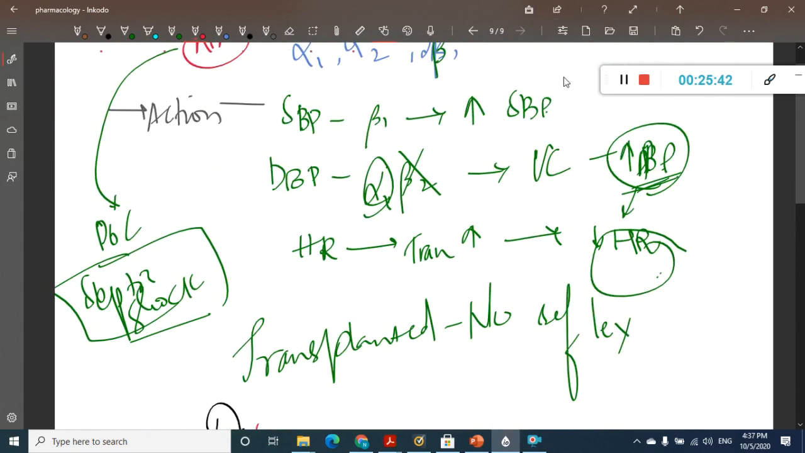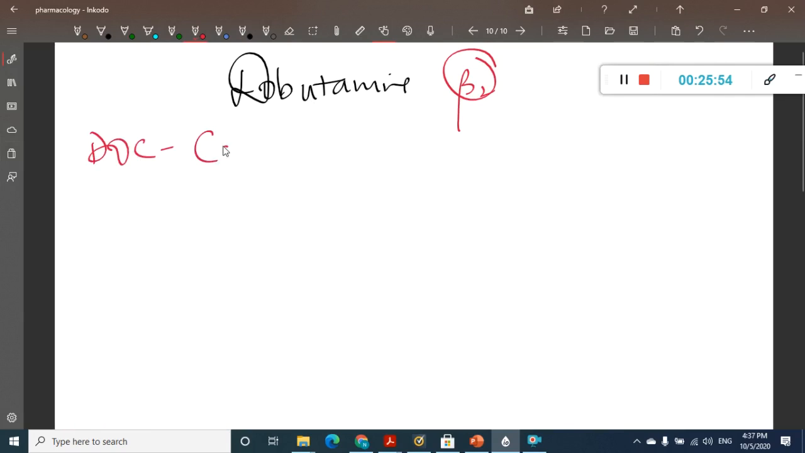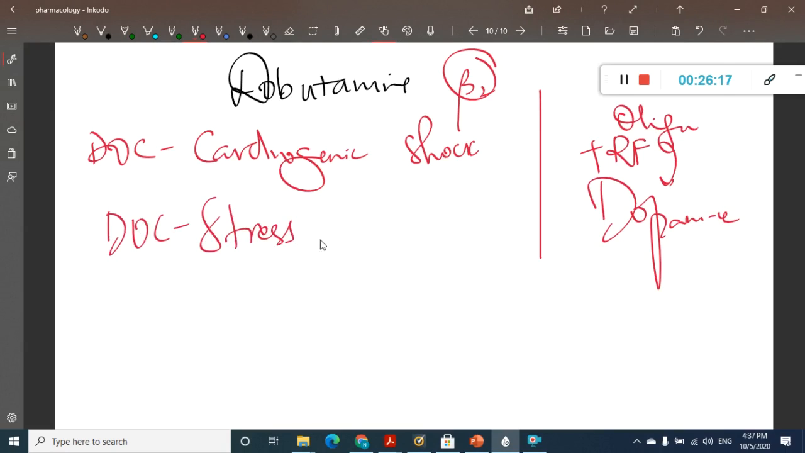Then the next drug which you have to learn here is dobutamine. See, this dobutamine has predominant action on beta 1 receptors. Okay, so what is it used for? It is the drug of choice in cardiogenic shock normally. But if it is associated with oliguric renal failure, then you should give dopamine, or else normally you can give dobutamine in normal cases. Okay, it is also the drug of choice in stress echocardiography. In stress echocardiography, dobutamine is the drug of choice.